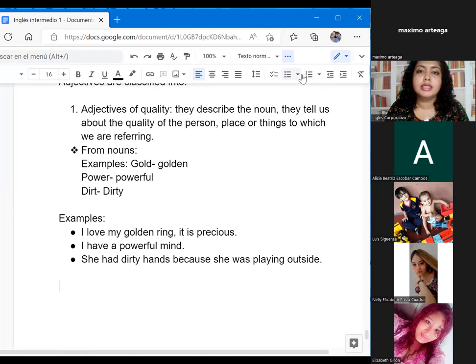Now we are going to see the second one of this classification or of this group. We have from verbs. We are going to get adjectives from verbs. So let's see.